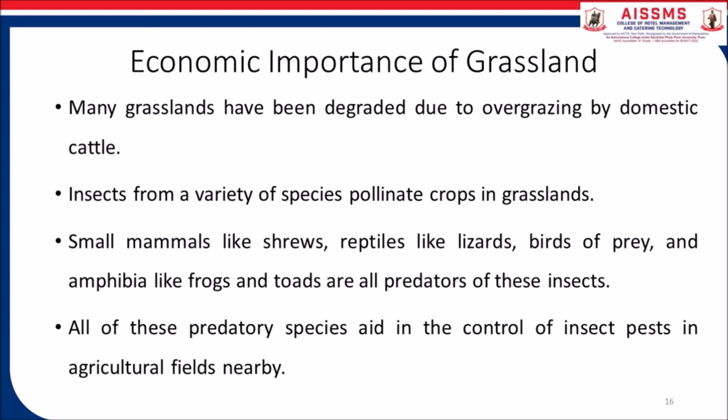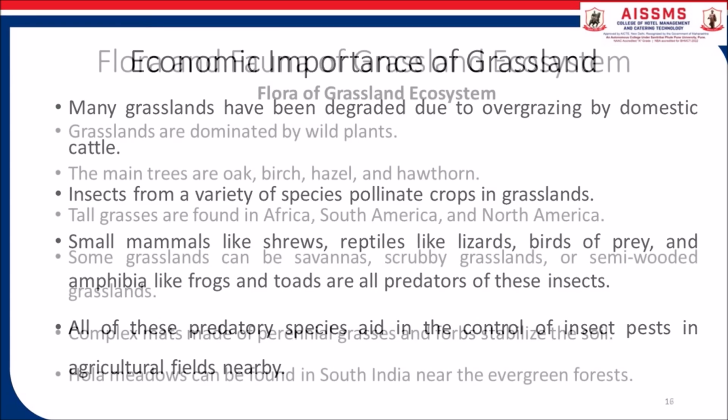The thorny bushes and branches of the few trees found in grassland are an important source of fuel wood. Many grasslands have been degraded due to overgrazing by large herds of domestic cattle. Insects of a variety of species pollinate crops in grassland. Small mammals like shrews, reptiles like lizards, birds of prey and amphibians like frogs and toads are the predators of these insects. All of these predatory species aid in the control of insect pests in agricultural fields nearby.